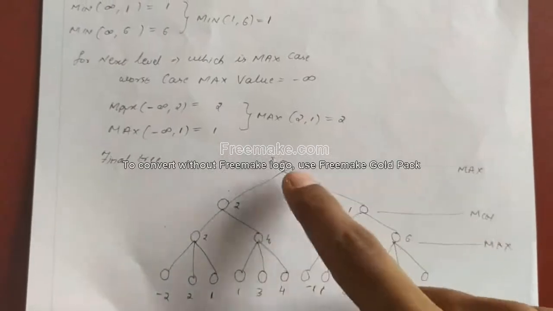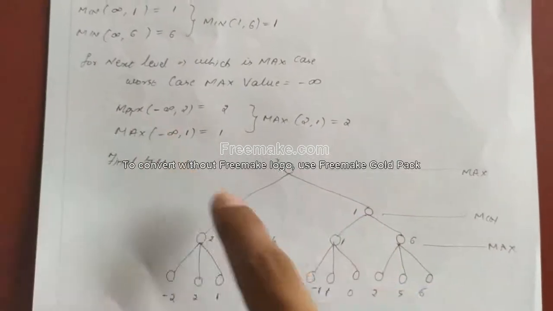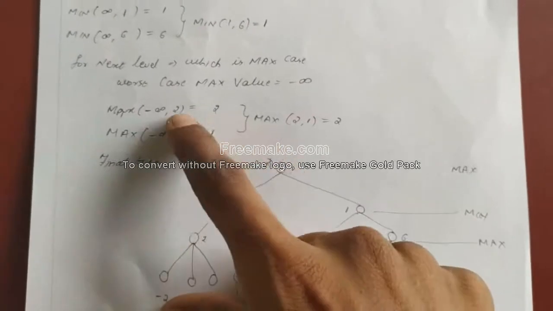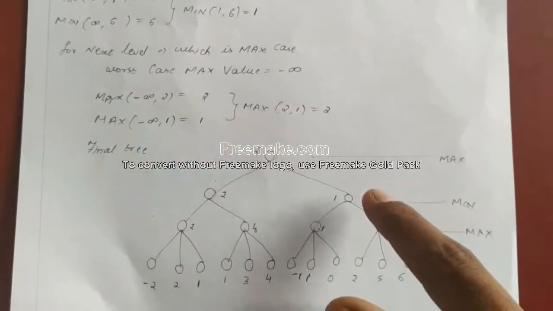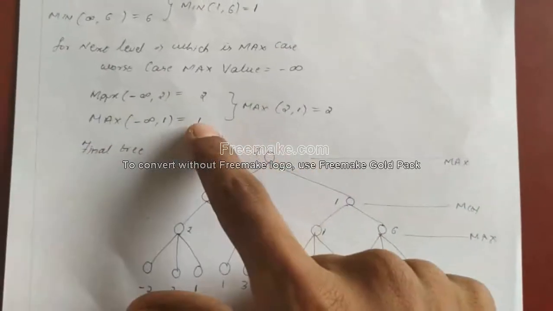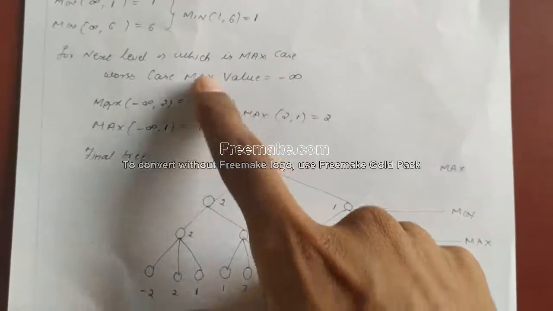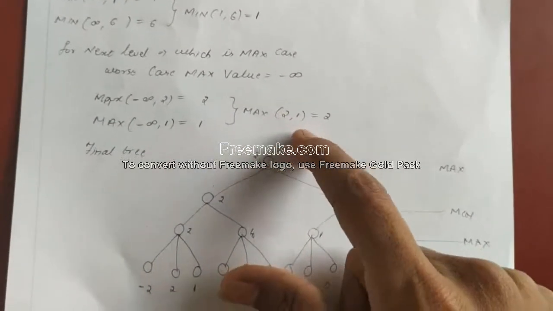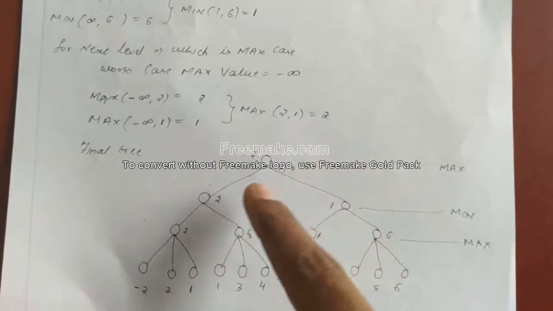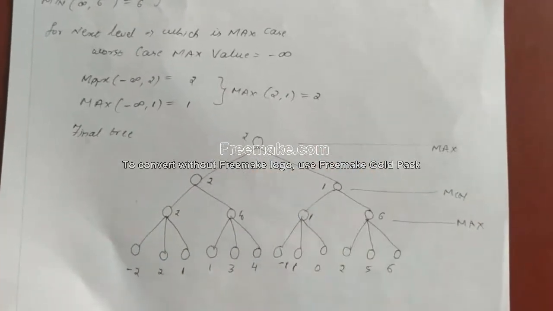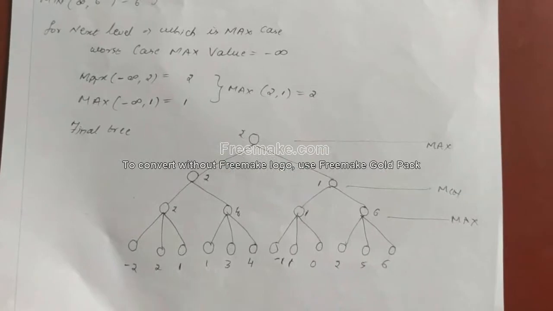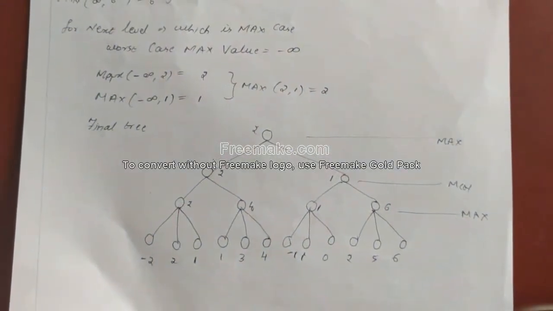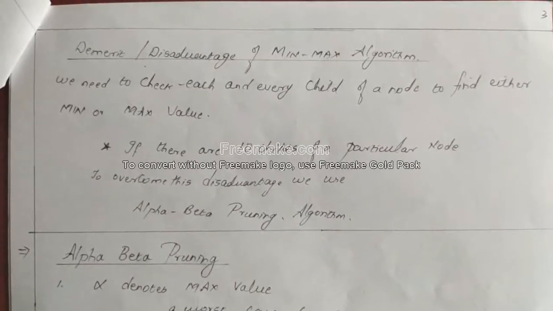Here the next level is to find the max. So min of infinity comma 2 is equal to 2, which is the maximum value, and max of minus infinity comma 1 is equal to 1, which is the maximum value. So once we group these two together to find the maximum, max of 2 comma 1 gives you 2, which is the ultimate final tree, once after renaming all the nodes with their respective values. So this is all about the min-max algorithm.